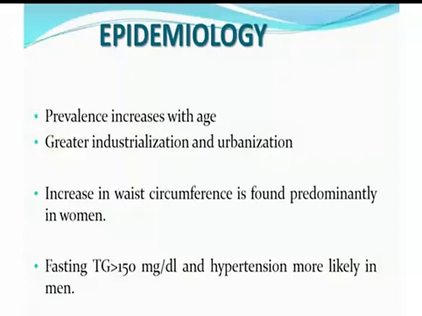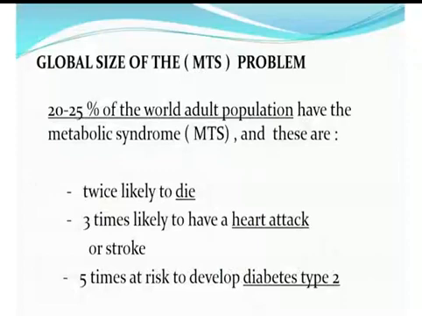And you know that the prevalence will increase with age, and industrialization, globalization and urbanization are also main factors, because we know that the prevalence of obesity is rising, and as obesity is rising, metabolic syndrome is also increasing. And among its different components, increased waist circumference is more common in women, while a high triglyceride level and hypertension are more likely to be found in men. So this is a slight variation based upon gender, in the components of metabolic syndrome.